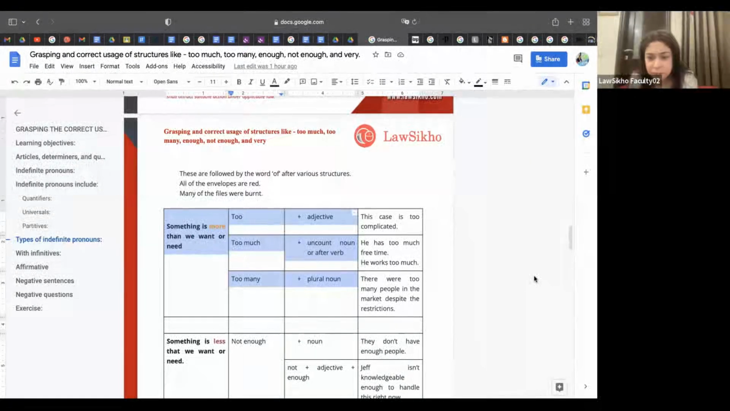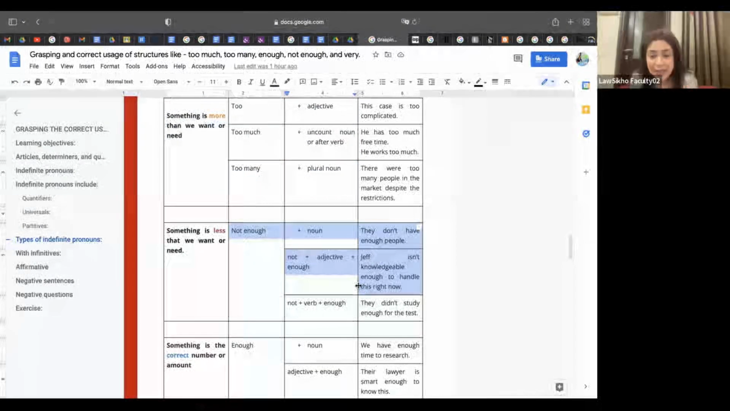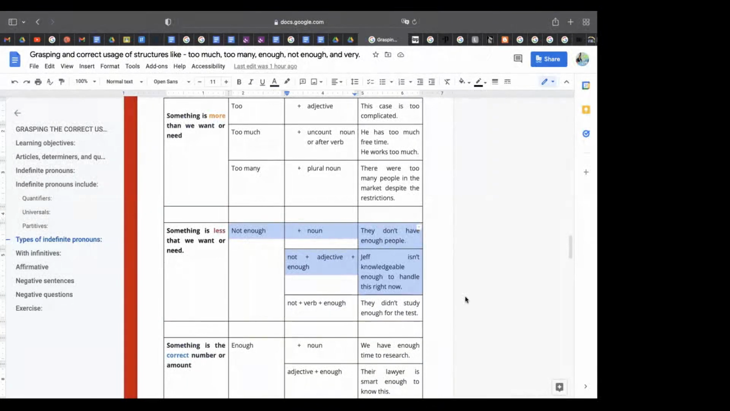It's too much. Because no one's going to do this, to handle information. Okay, meanwhile that I'm going through too much and too many, if we can quickly start with not enough, when something is less than desired, necessitated. Enough money to buy.